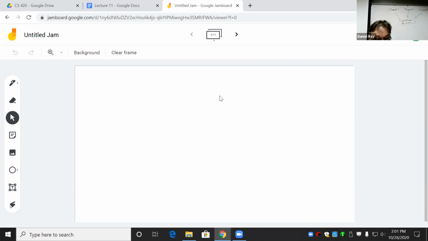Okay, so what we've been talking about last week is memory management.